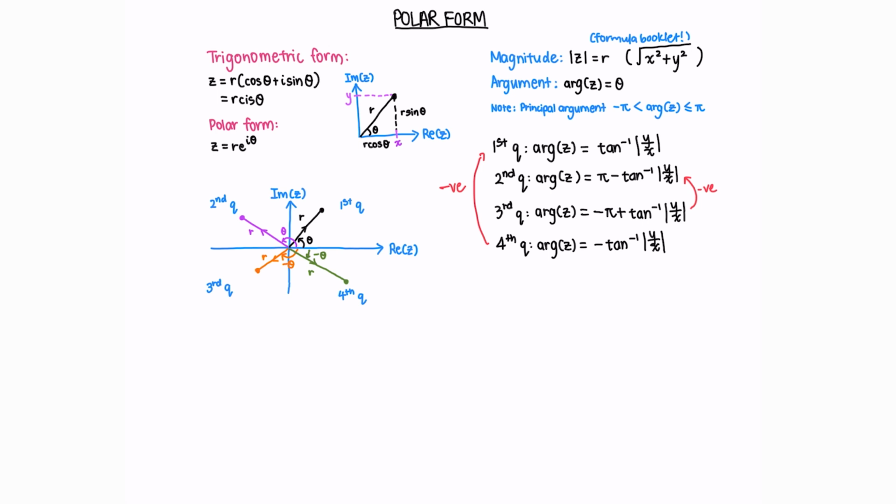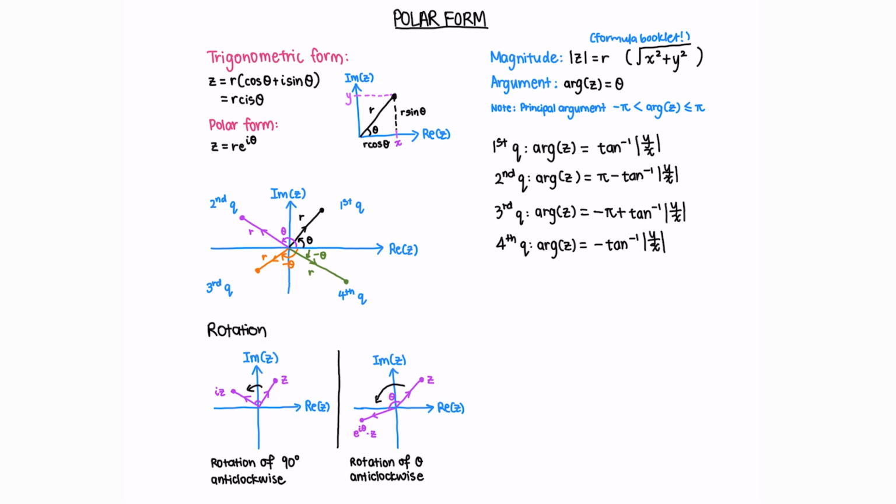These four formulas, they are not in the formula booklet by the way, can help you find the argument of any complex number pretty quickly, no matter which quadrant it is in. Next up, I know this is a lot of information to take in, but bear with me for a sec. The next thing we're going to look at is rotation. If we multiply z by i, on the Argand diagram, this just looks like a rotation of 90 degrees anti-clockwise.